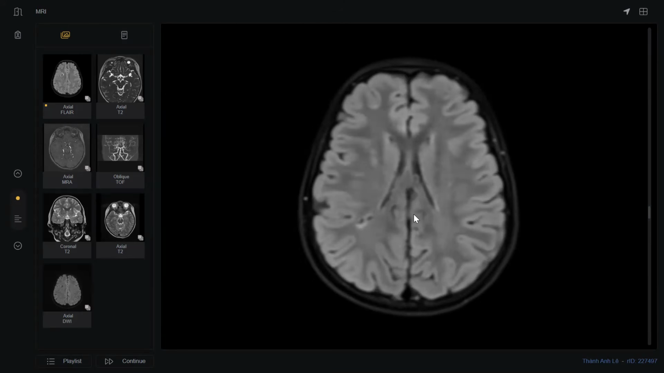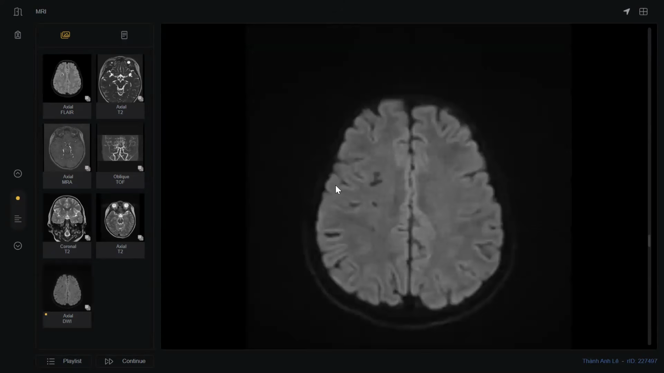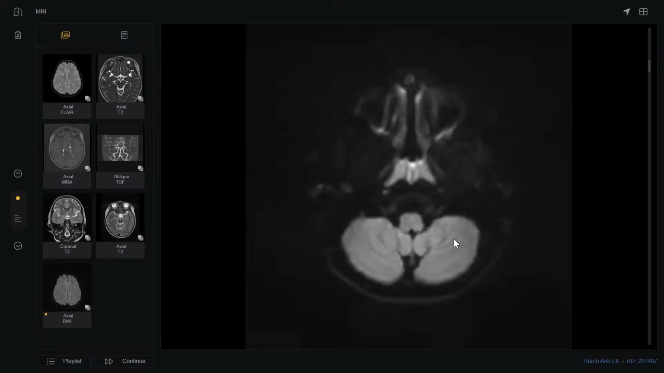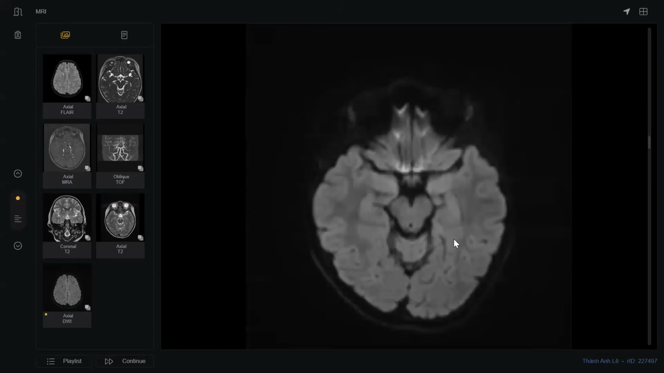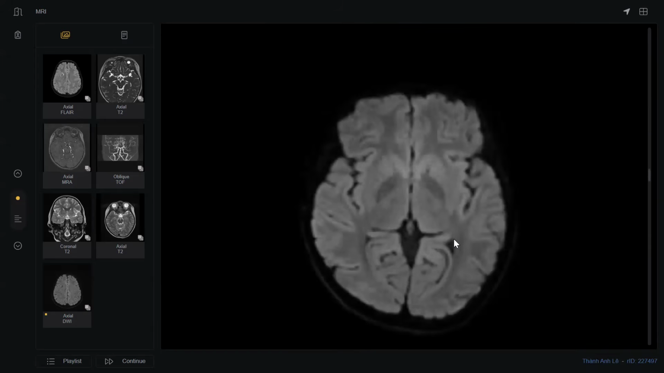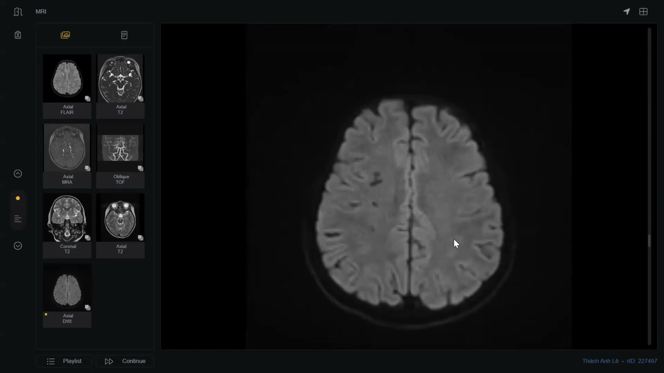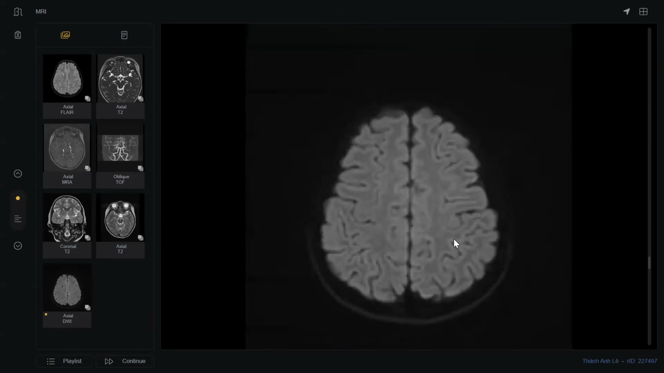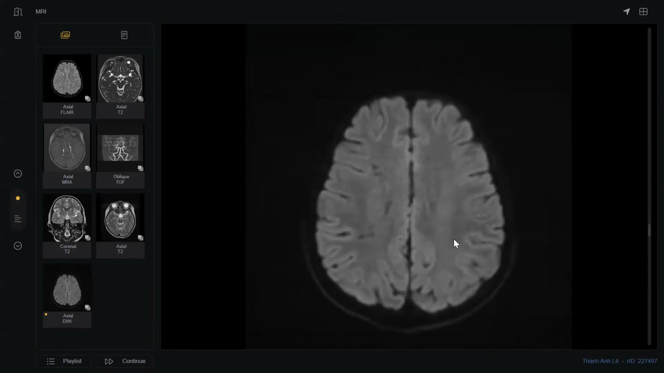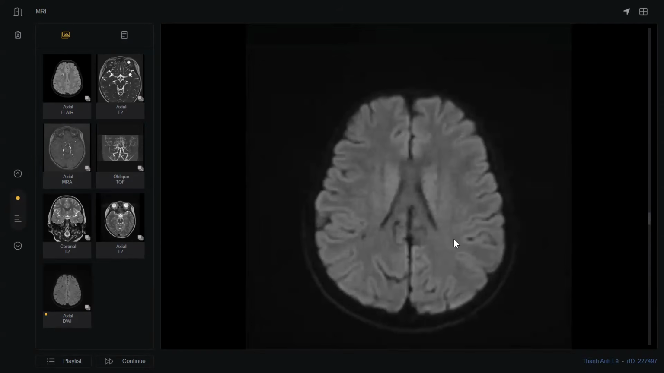What image do you want? Do we have DWI images? This is the DWI. Okay. So the DWI images are not showing diffusion restriction. Okay, so I think it's not an infarct.